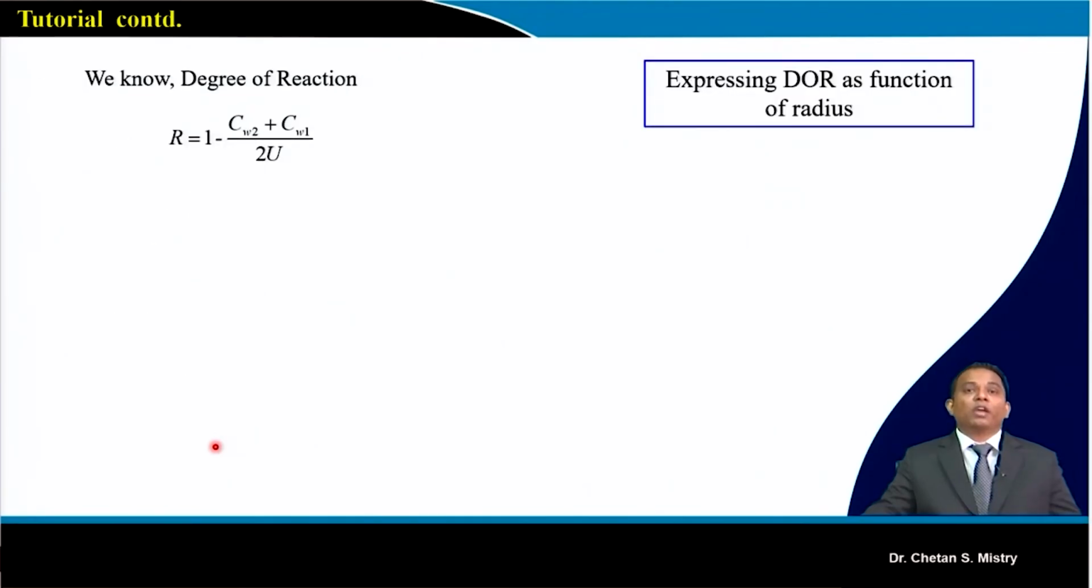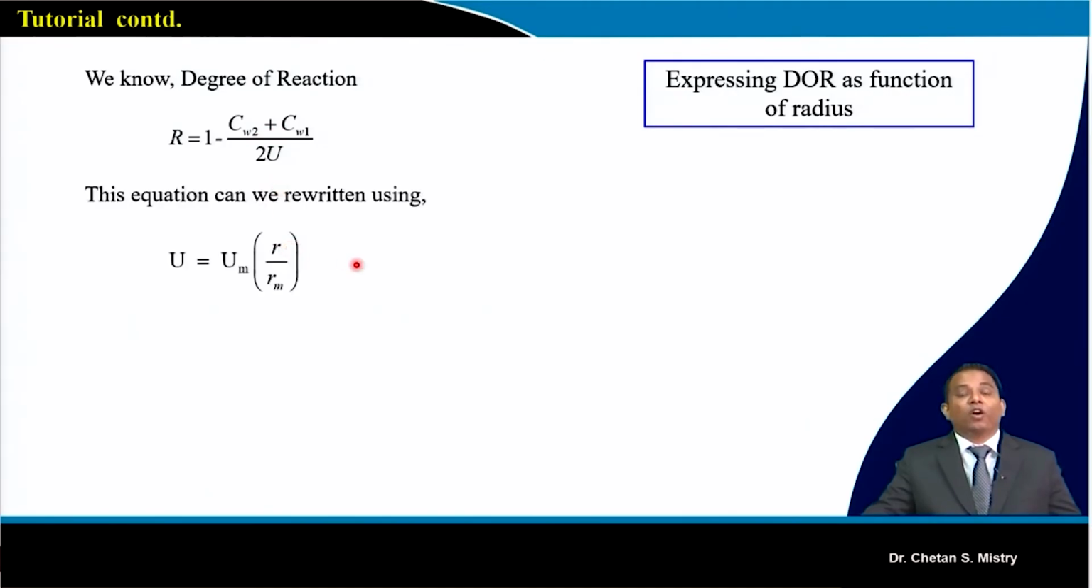Now here if you look, we have done all our calculation for CW1 and CW2 at different stations. We have calculated our flow angles. Now let's move to the next step, the calculation of degree of reaction. My degree of reaction we can write as 1 minus CW2 plus CW1 divided by 2U. Now let's try to rewrite that.